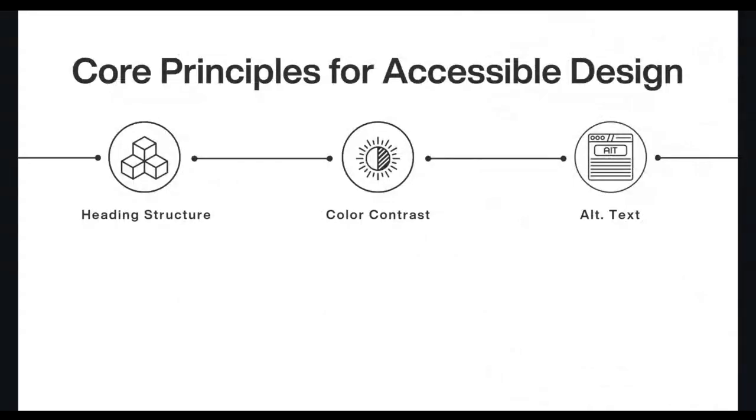So the core principles of accessibility: basically, this is what accessibility checkers tend to scan for. The three things are heading structure, color contrast, and alt text.